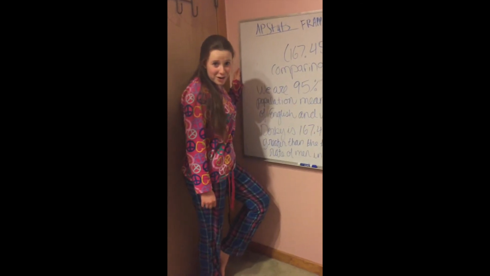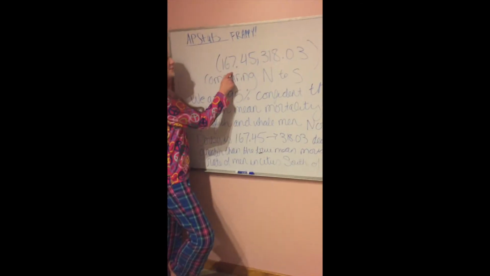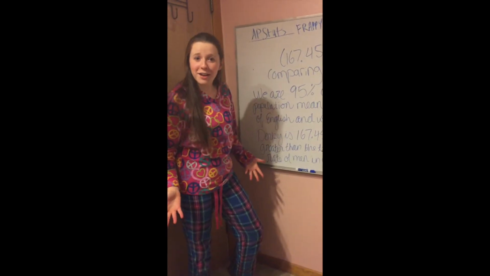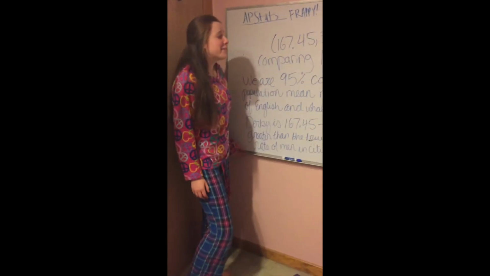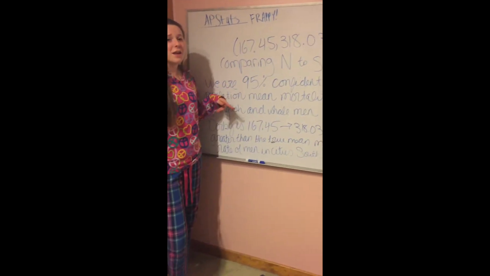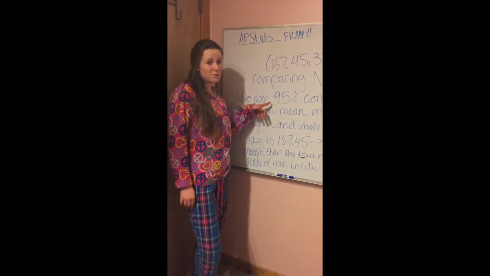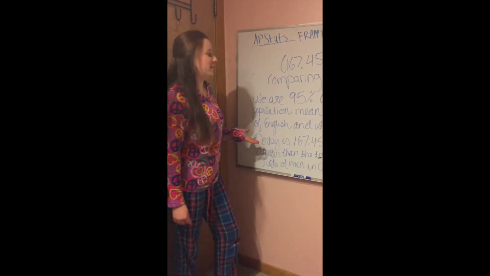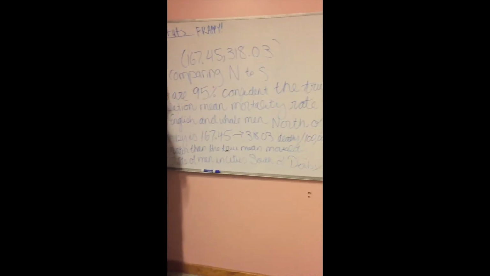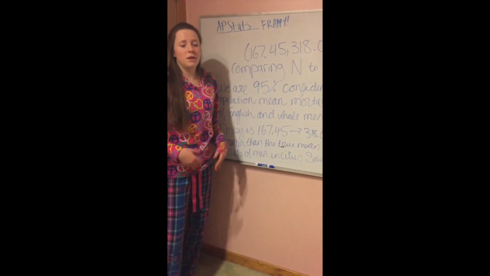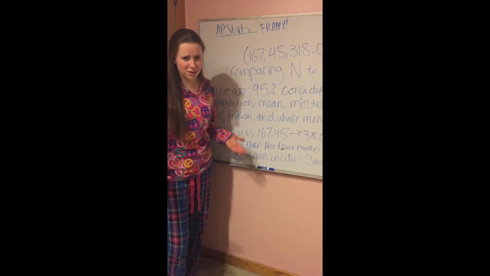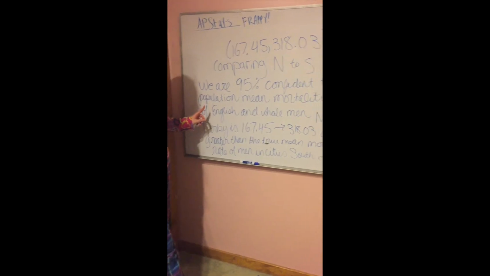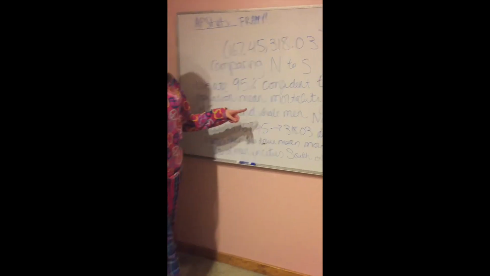Now that we have calculated the confidence interval, which is 167.45 to 318.03, we need to have a conclusion. What does this mean? So what we're doing is we're comparing the mean men's mortality rate in cities north of the Derby to the mean men's mortality rate in cities south of the Derby. So we're going to put this in our conclusion. We are 95% confident. Always start off saying how confident you are, because you don't want to be misleading. You're not 100% confident, you're only 95% confident that the true population mean mortality rate, make sure you're specific about what you're talking about.